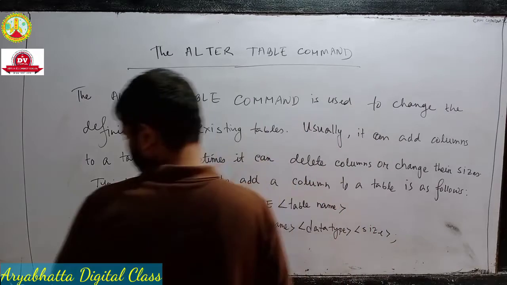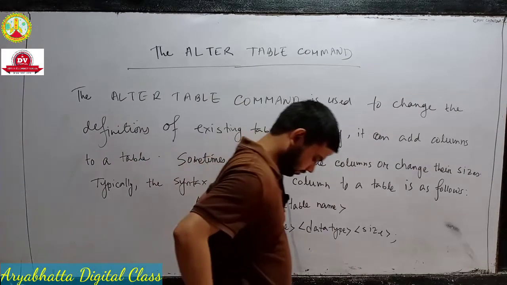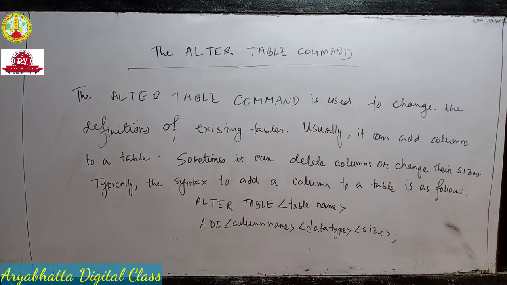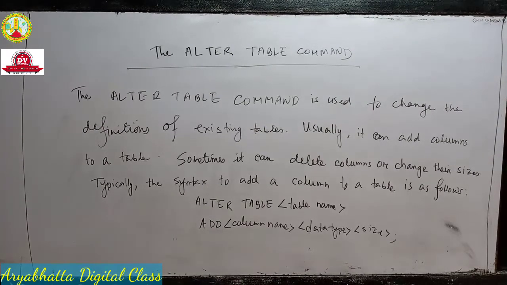Detailed notes are available in the books, you can study them yourself. I just write the general points. The alter table command is used to change the definitions of an existing table, as I already explained. Usually it can add columns to a table, but sometimes it can also delete columns or change their sizes.